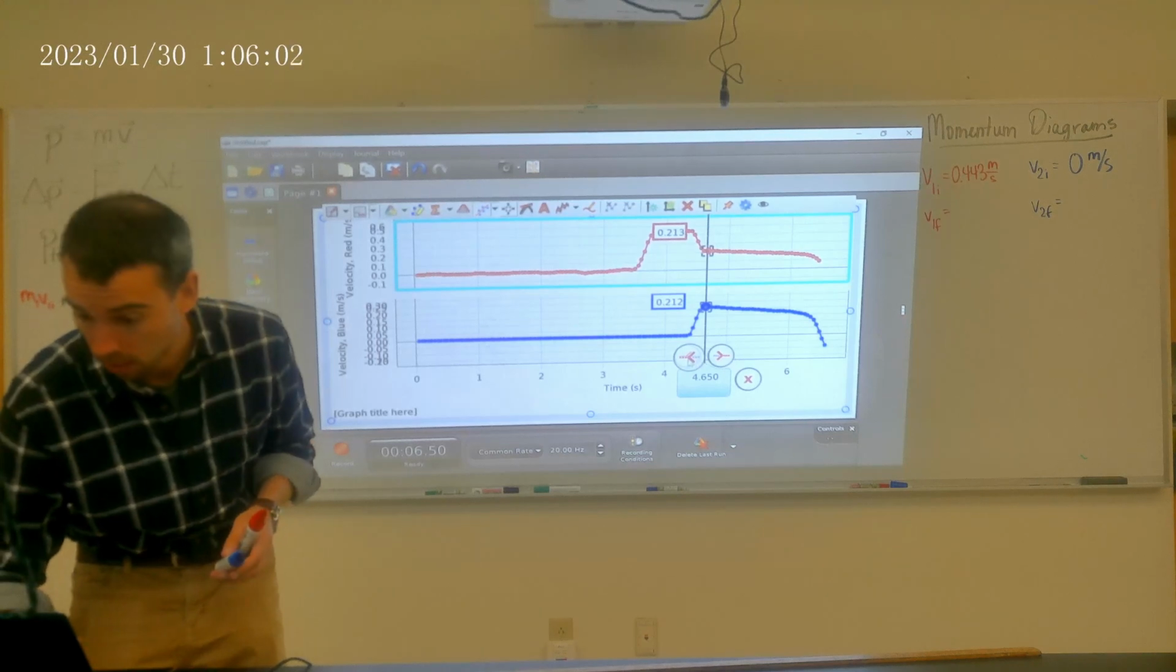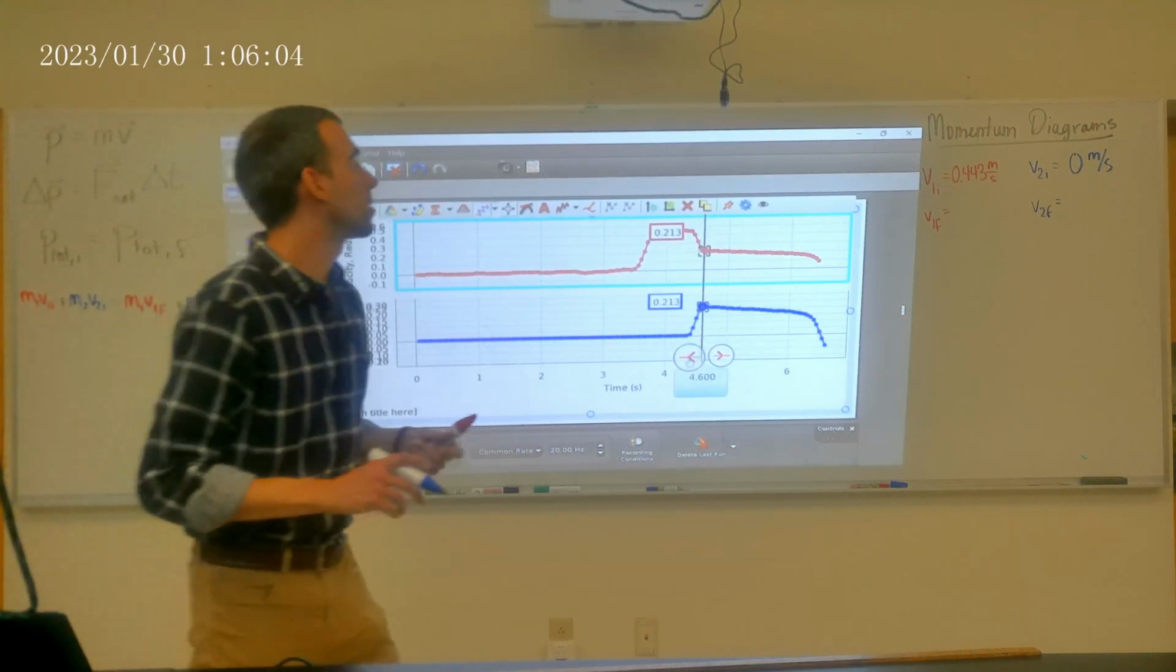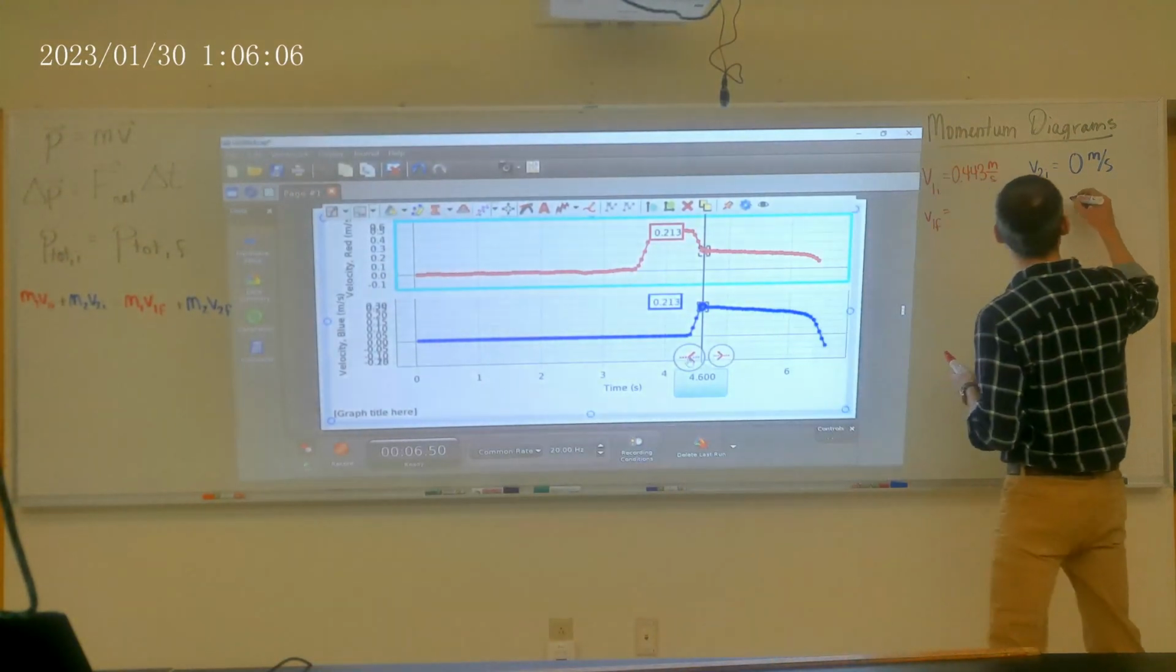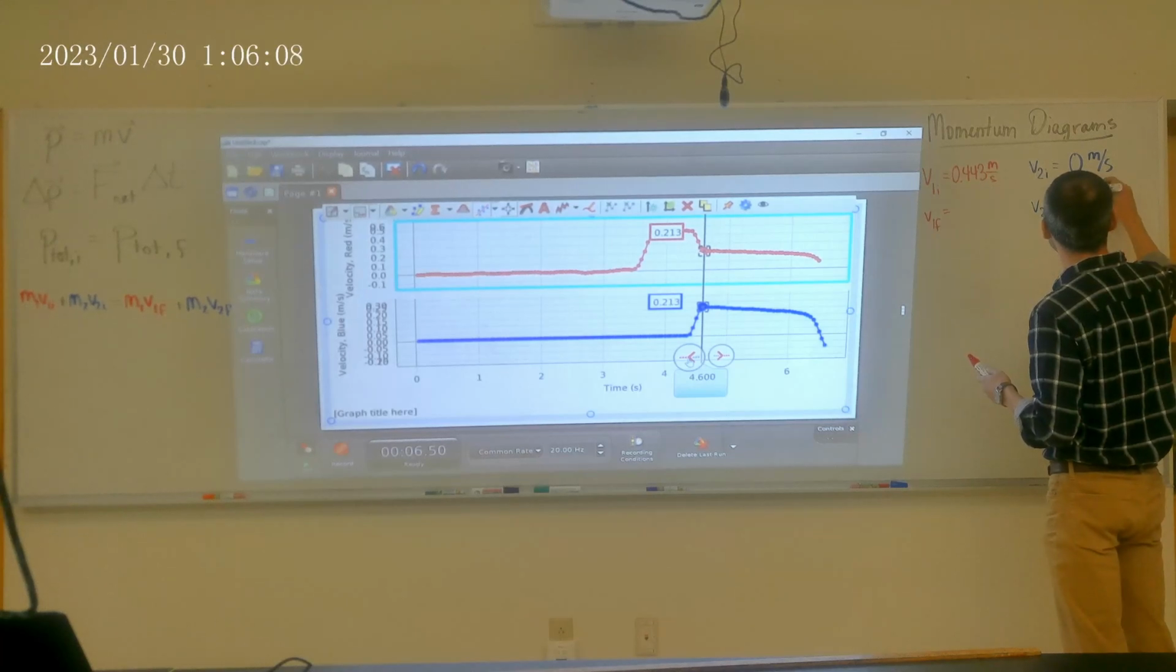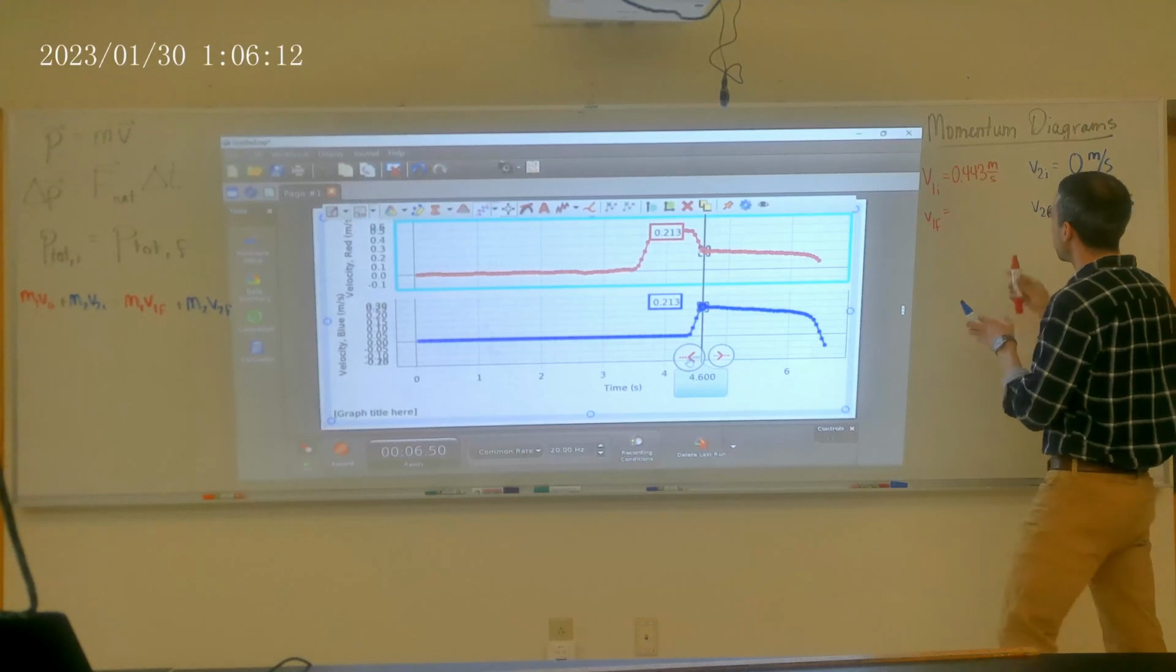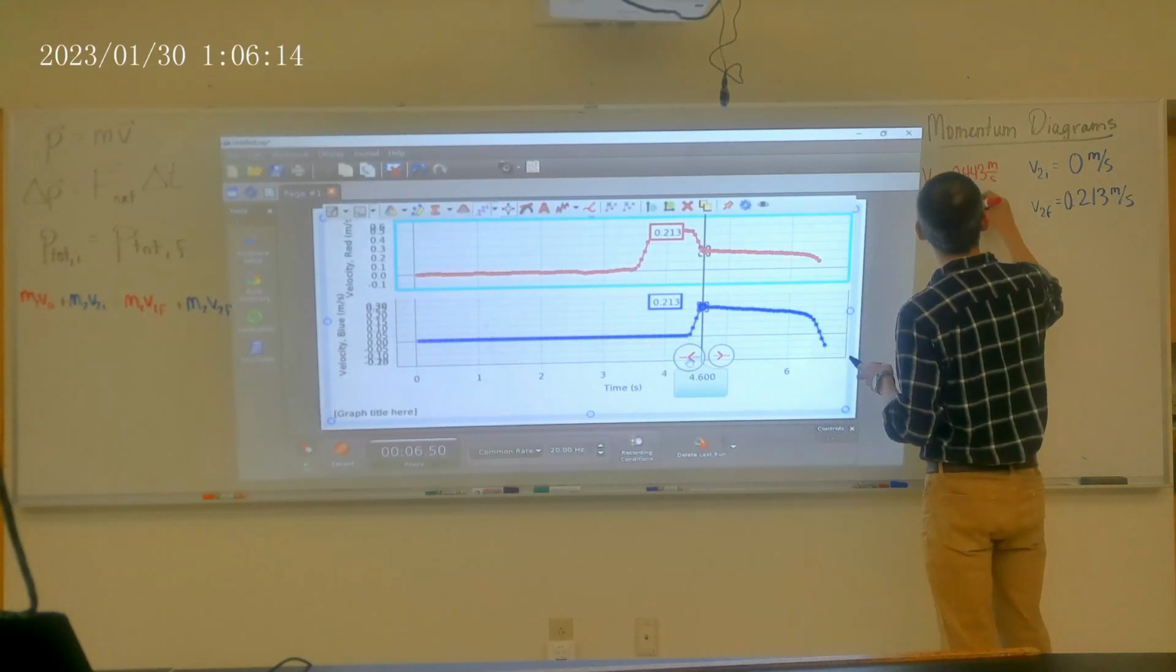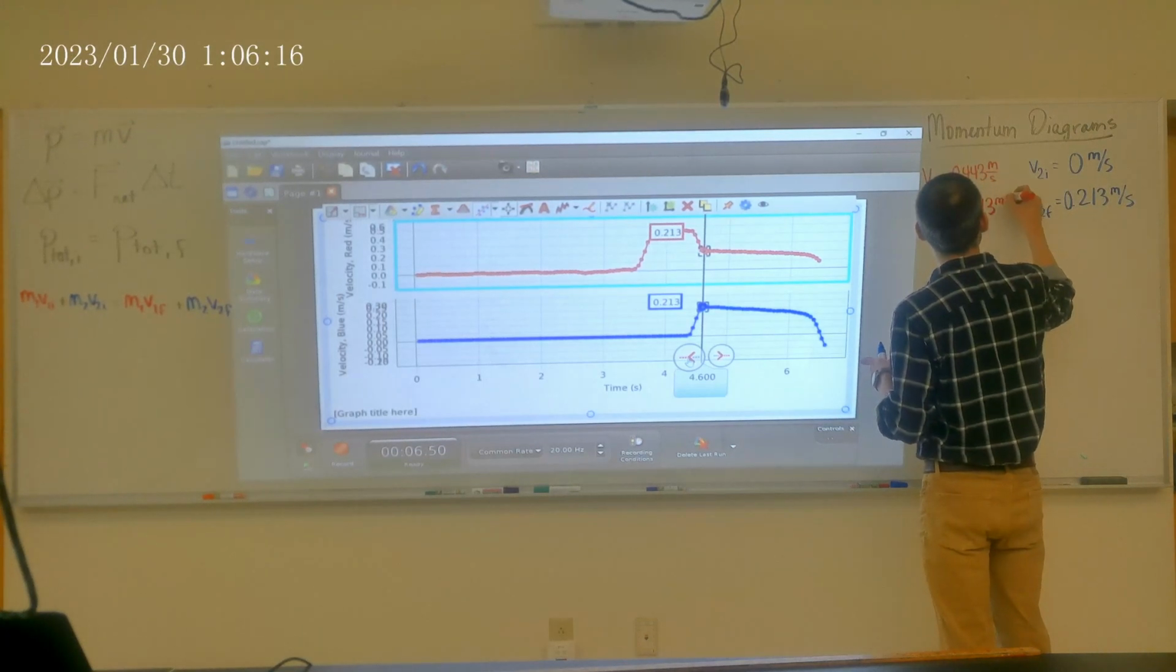Let me just look at my number real quick. So after the collision, mine are moving at 0.213 meters per second in this situation, and 0.213 meters per second.